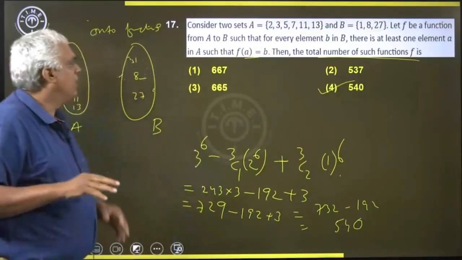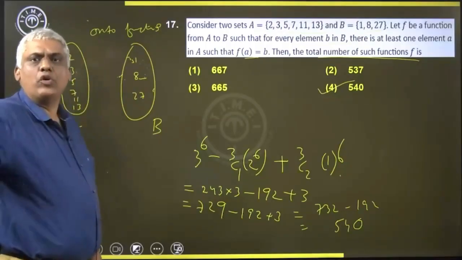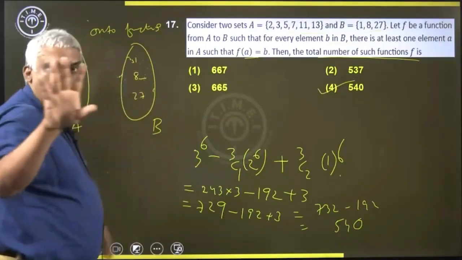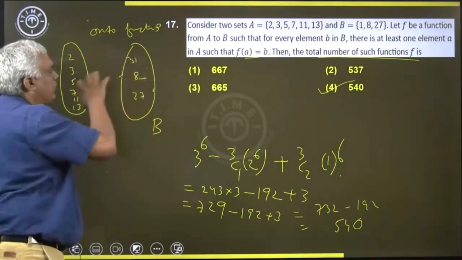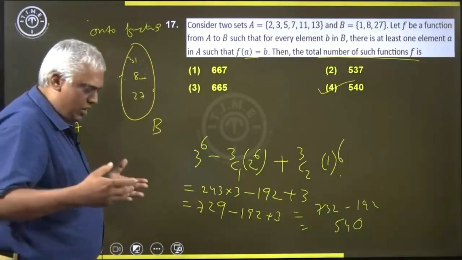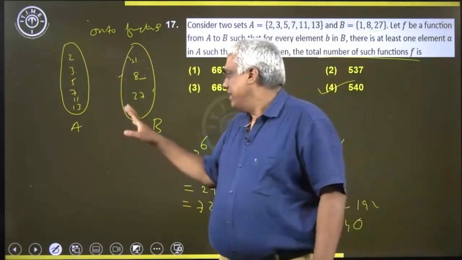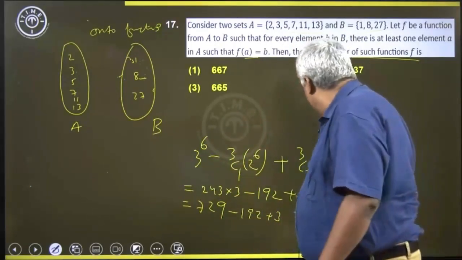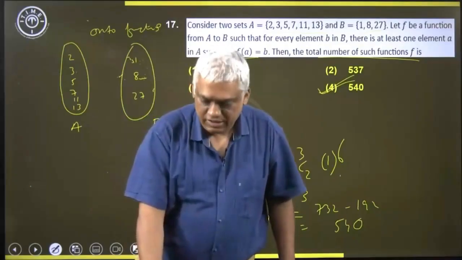There is another way, but it will be lengthy. You can make 6 elements, you can divide into 3 groups, sorry, not 4 groups, my bad. You divide into 3 groups and arrange. So 6 elements in 3 groups, you can have 1 1 4, you can have 1 3 2, like that. That will be a little lengthy. This is better. So 540 is the answer. Let's see the next question.